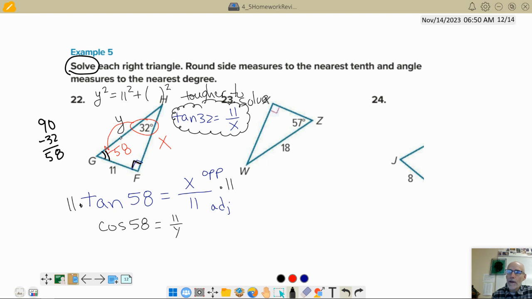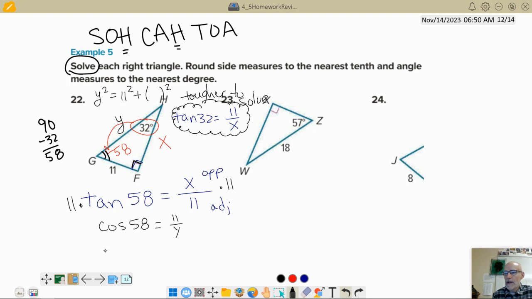y is the hypotenuse. And when we look at our mnemonic device here, SOH CAH TOA, the H part, which stands for the hypotenuse, is always the second letter, which means that it's the opposite leg over the hypotenuse. It's the adjacent leg over the hypotenuse. The hypotenuse is in the denominator every time for sine and cosine. So when I set up the cosine of 58, I go 11 over y.